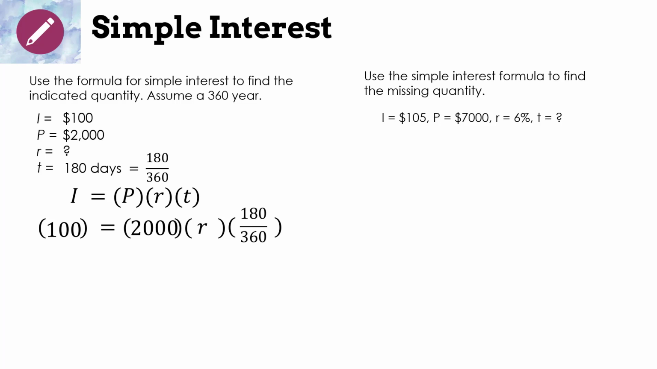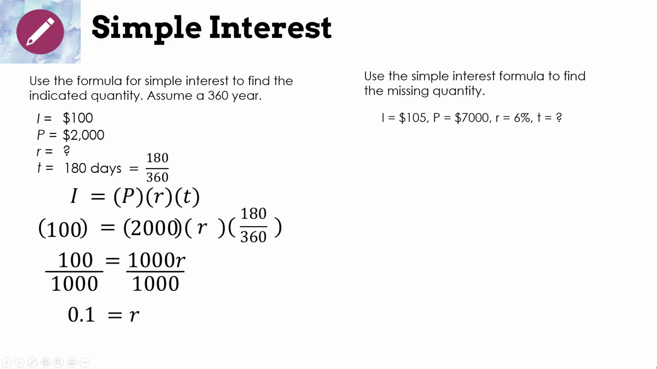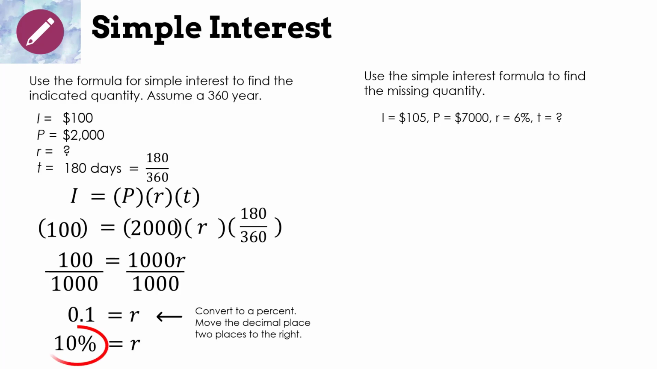We get to do some algebra now. We're going to take 2,000 times 180 over 360. This gives us 100 equals 1,000 R. To get R by itself, we divide by 1,000. So it turns out that R is 0.1. Remember, we need to convert to a percent, so we're going to move the decimal place 2 places to the right. And this gives us 10%. So the rate for this question is 10%.